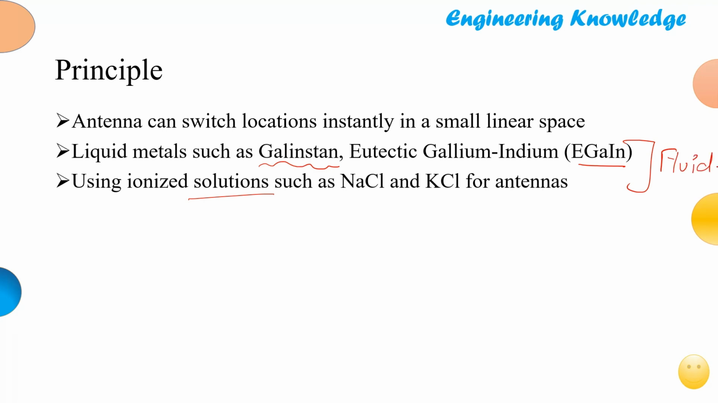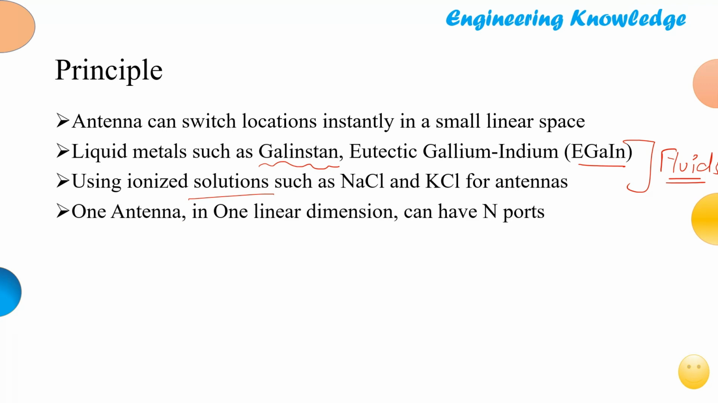We control these fluids, and the fluids control the location of the antenna among N ports. One antenna in one linear dimension can have N ports. This is the major thing about the FAS system, because you have only one antenna, but due to its immersion in the fluid, it can go into N ports. In a space that is very small, we can have an N that is very large. So it can move from one place to another in a very large number of positions. N can be 200 to 250. In research works it has been reported.